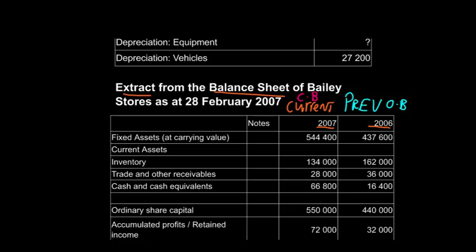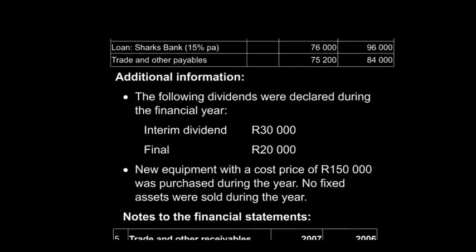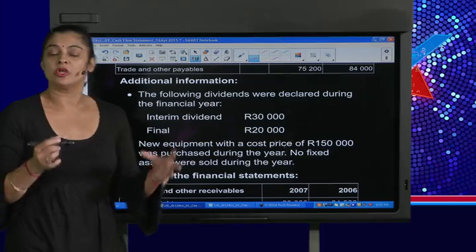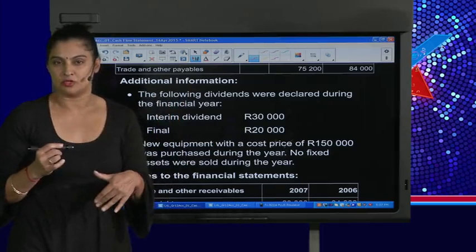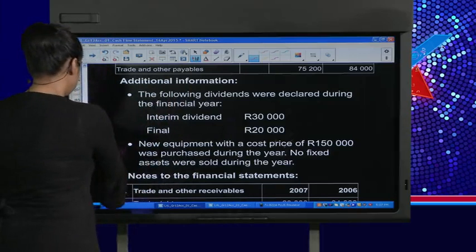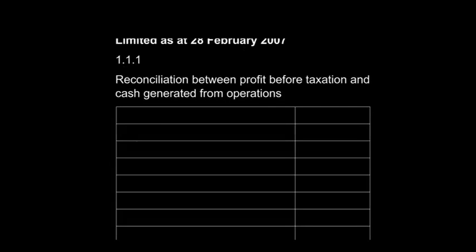Okay. Right, so we've got our extract from the balance sheet, which we've looked at very briefly. Then we've got some additional information, which we're going to read when we start the actual question. Okay, right, guys, let's get started. So let's look at our first question, where we are completing note number 1, reconciliation between profit before taxation and cash generated from operations.